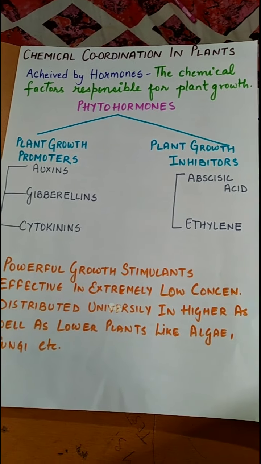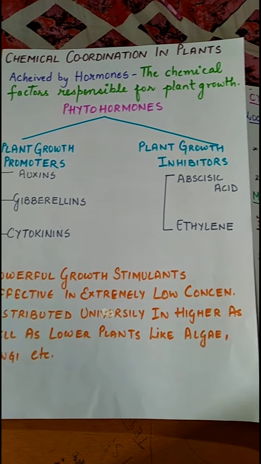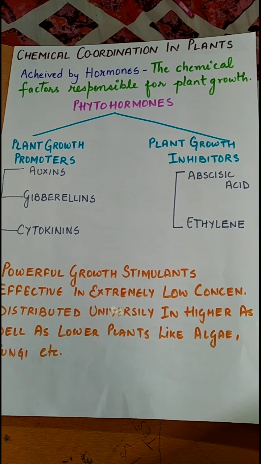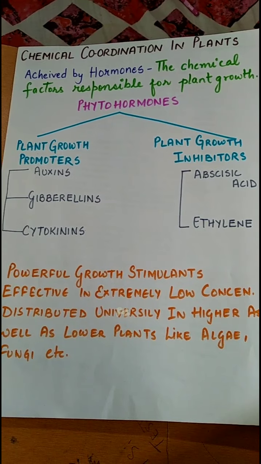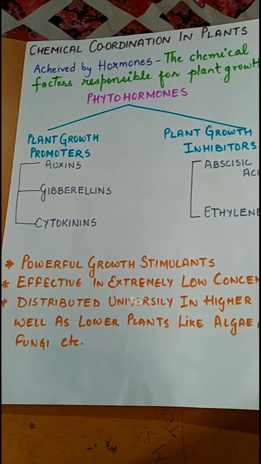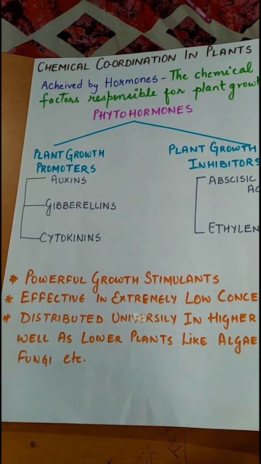Hello students, here we have the next video of chemical coordination in plants. Till now we have read about the plant growth promoters, auxins and gibberellins. In this video we're going to read about the third plant growth promoter hormone, that is cytokinins.